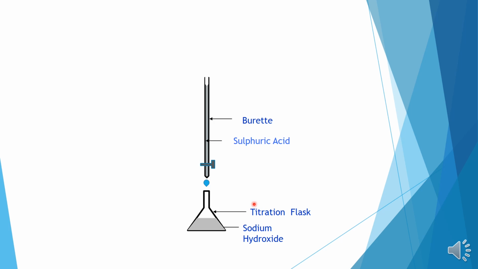Okay, let's see what will happen when we are doing this experiment. We have to add the sulfuric acid drop by drop to the sodium hydroxide. The titration flask consists of sodium hydroxide, and then you can see the color change here. That means the color changes from colorless to pink.